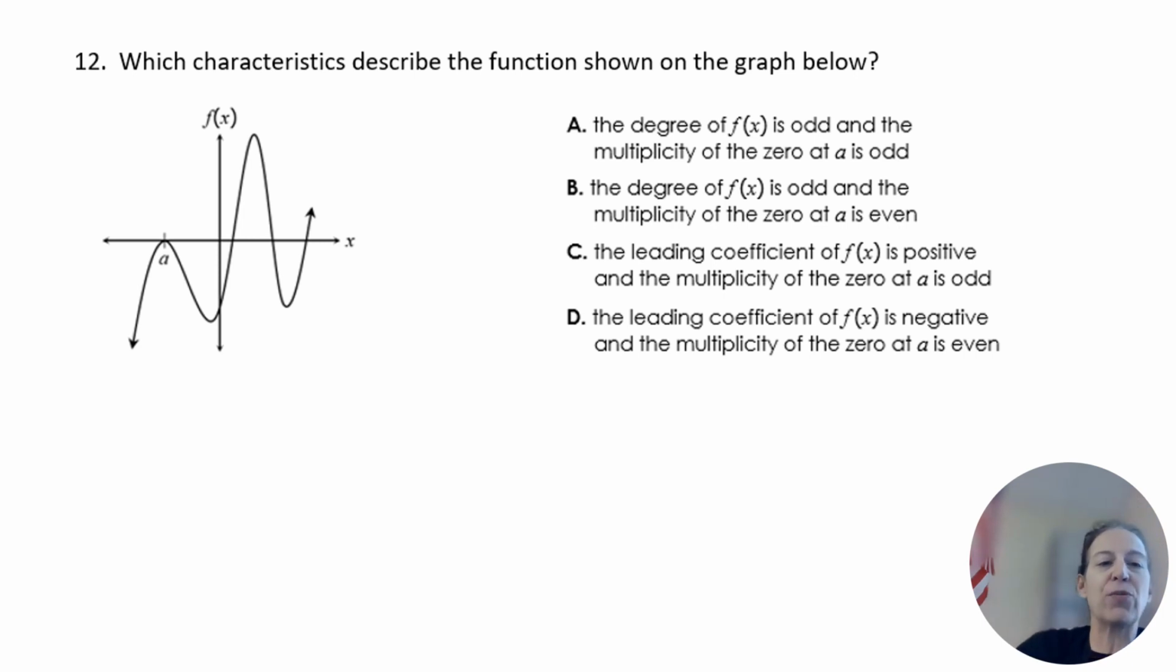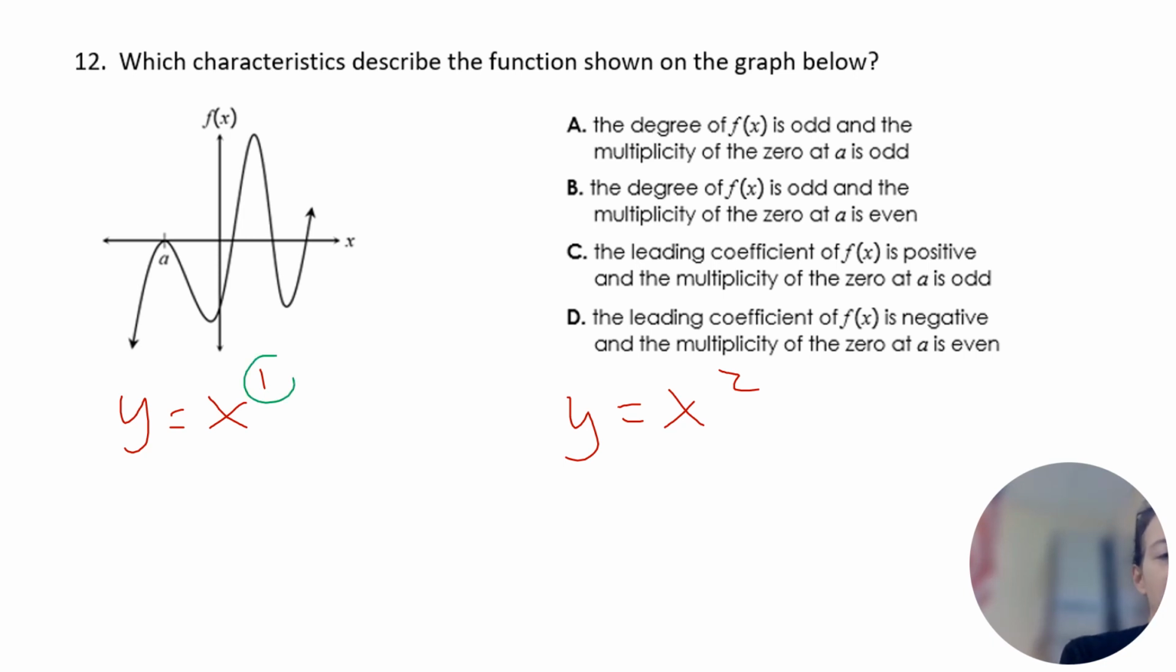So going back to question 12 on the review packet, it asks which characteristics describe the function shown on the graph below. To do this, it requires remembering even and odd polynomials. If we look at polynomials, the polynomial y equals x is an odd polynomial because the exponent is odd. And the polynomial y equals x squared is an even polynomial because the exponent is even. We can use this information to move to other odd degree polynomials or even degree polynomials because they all behave the same way. Math is consistent like that.